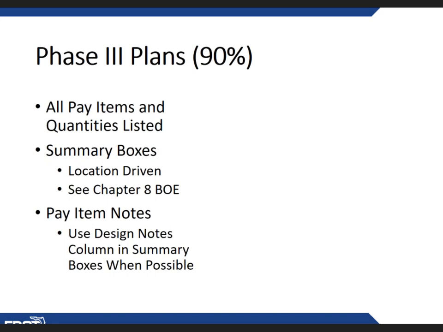Each pay item has a location, and that information is in the summary boxes on the plan set. Now, for more information about the summary boxes, it's in Chapter 8 of the Basis of Estimates. All roadway items belong on a summary box, just as all signals or lightings belong in their own tabulation sheets. So we have made every effort to eliminate pay item notes that will duplicate information in the specifications, or worse yet, that might conflict with the specifications.